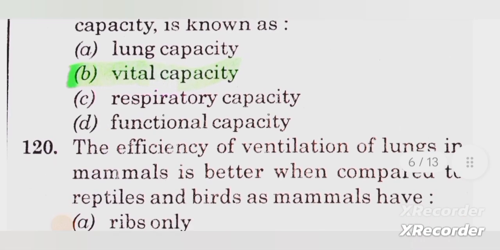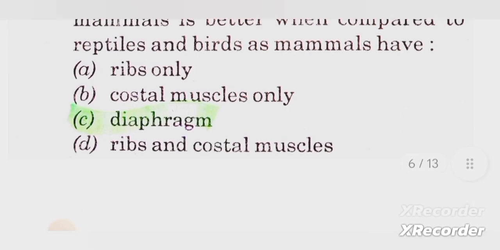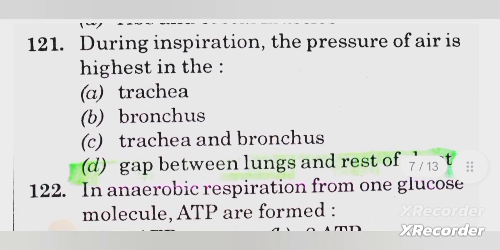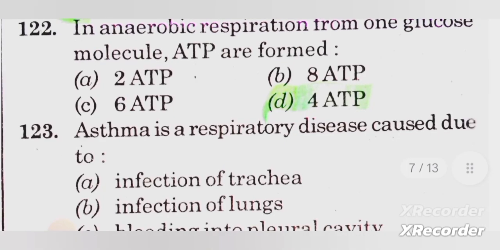Next, 120. The efficiency of ventilation of lungs in mammals is better when compared to reptiles and birds, as mammals have answer C. Diaphragm. Next, 121. During inspiration, the pressure of air is highest in the answer D. Gap between lungs and rest of chest. Next, 122. In anaerobic respiration, for one glucose molecule, ATP are formed. Answer D. 4 ATP.